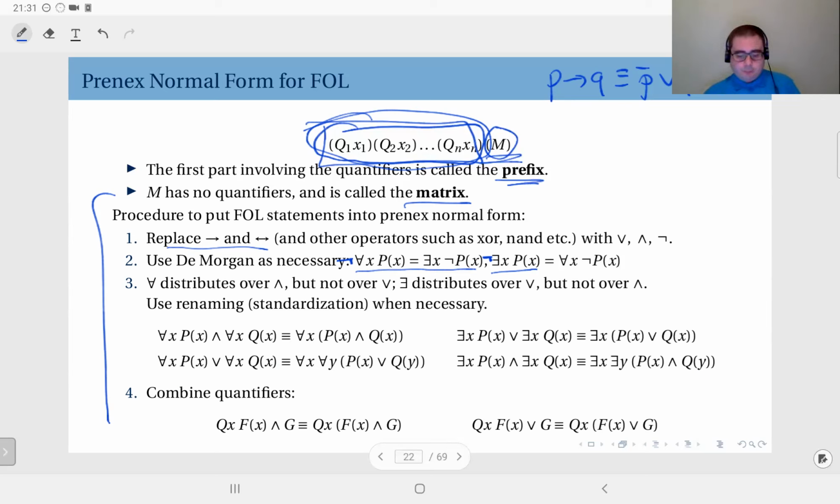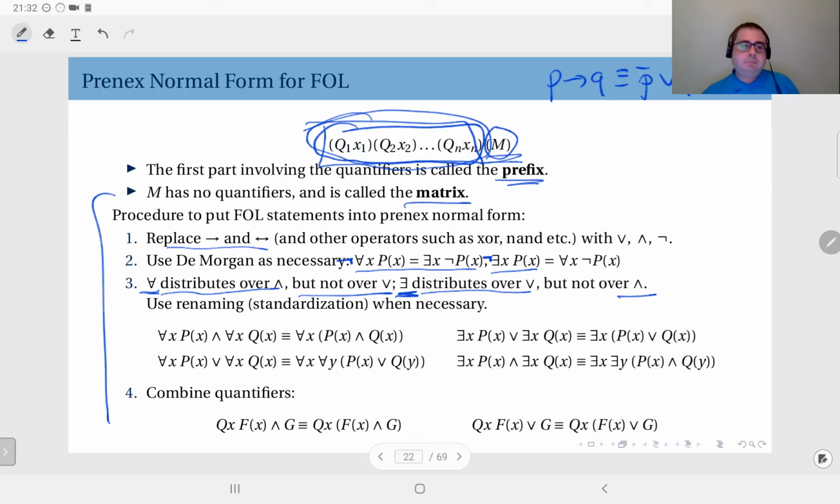Number three, to move the quantifiers towards the left, we would like grouping, and we would like distributions, and collect the like terms together within a single quantifier if possible. So for this, recall, we have seen that for all, the universal quantifier, distributes over AND, but it doesn't distribute over OR. And on the other hand, the existential quantifier, exists, distributes over OR, but it does not distribute over AND. Okay, you have to be careful about this.